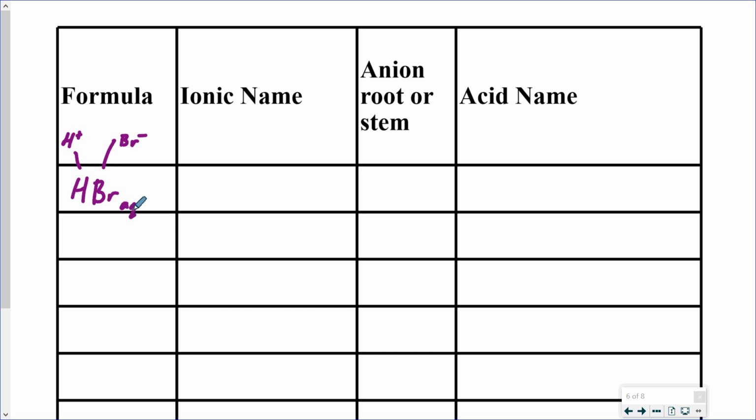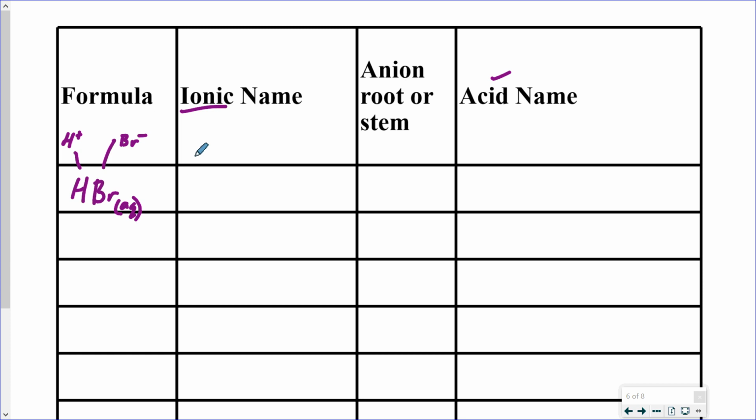If it is dissolved in water, we write it as AQ for the state, and that's what you need to get into the habit of doing. So before we write the acid name and use those rules, first of all, name it as an ionic compound. At least in the initial stages when you're learning how to do this, that is beneficial.